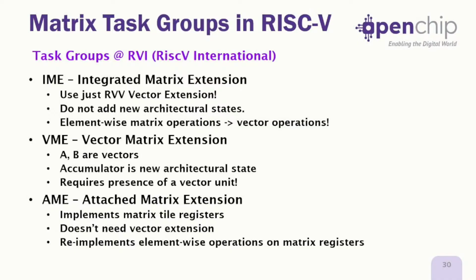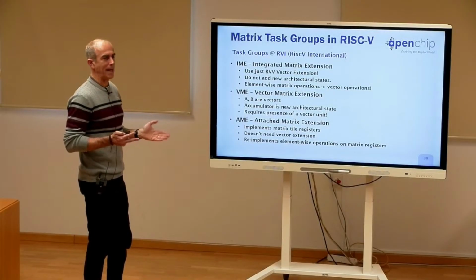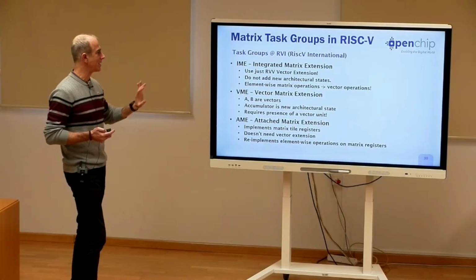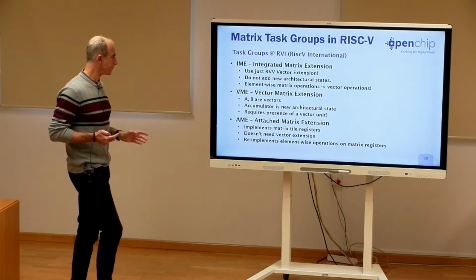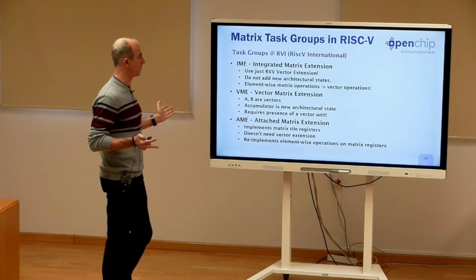We are also working on the other 2, but mainly on this one, because you just want to use the RVV vector extension to do matrix multiplication. We are thinking of a way to use the same registers, arranging the data inside the register in a matrix shape to do matrix multiplication. So you don't add any architectural state. I mean, you don't have to add any other registers, just the same RVV registers, and you do the operation like it was a vector operation.